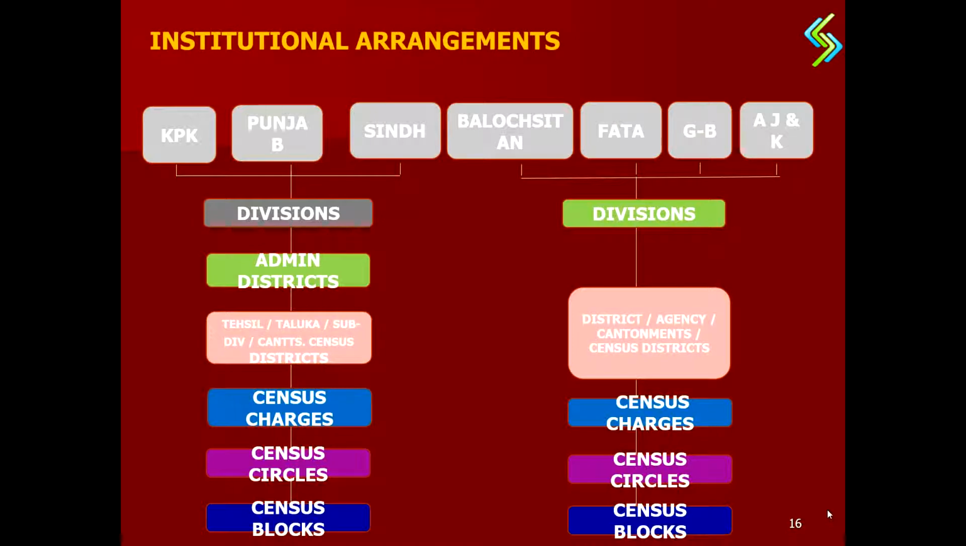At the provincial level, KPK, Punjab and Balochistan, the Fata area, the Azad Jammu Kashmir area, the Gilgit-Baltistan area, and the Islamabad area were divided into different divisions. Then these divisions were further divided into administration level districts. These districts were further divided into tehsils, which are also known as talukas or subdivisions or cantonments, etc. And sometimes districts are made temporarily only for the census. These are known as census districts.